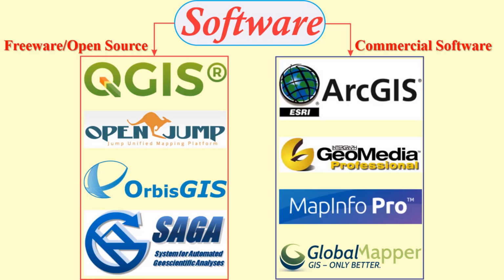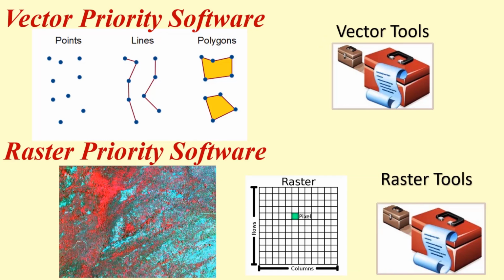Examples of free software are QGIS, which we are going to learn in this course, and OpenJump, OrbisGIS, and SAGA. The notable commercial software are ArcGIS, which is one of the leading enterprises in the field of GIS, GeoMedia, MapInfo, and Global Mapper. It is necessary to choose the right software before starting GIS tasks, based on the budget available, availability of tools in the software, availability of a resource person to handle the software, technical support from the software provider, and so on.